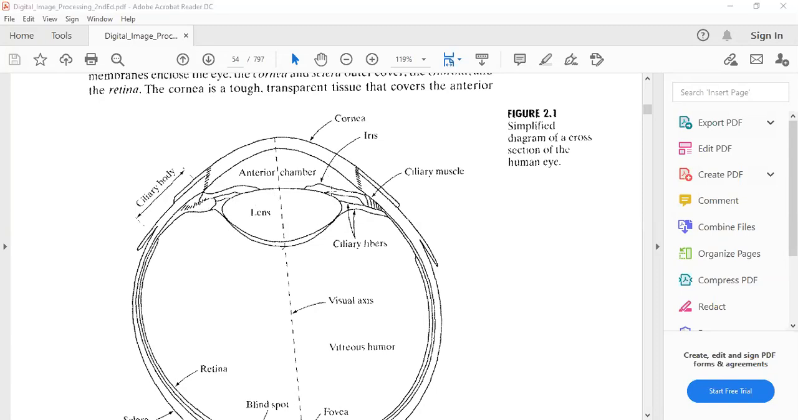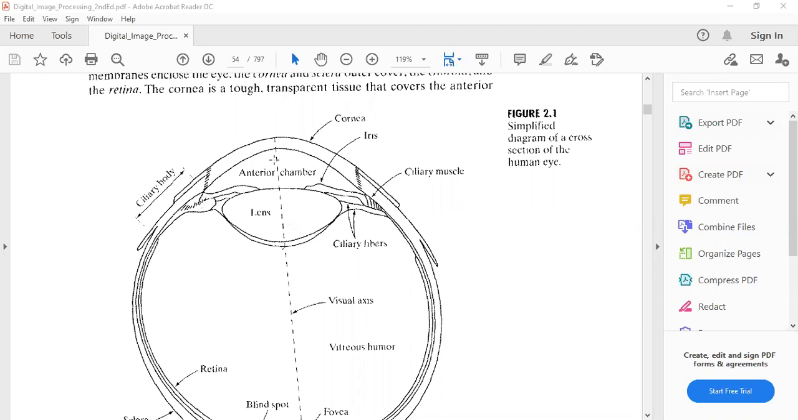What is the iris? The iris contains two things: one is the visual pigment and the other is the black pigment. Inside we have the visual pigment, with some small dots, and outside we have the black pigment. The visual pigment is responsible for allowing a percentage of light into the lens. And the small opening we call the pupil.